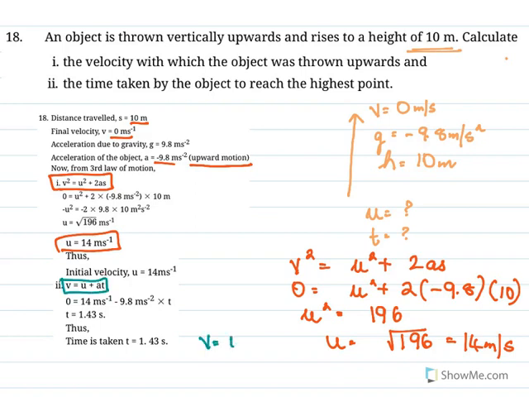So we have v equal to u plus at. v is 0, u we found is 14. We know g is minus 9.8, the acceleration due to gravity, and the time you need to find.